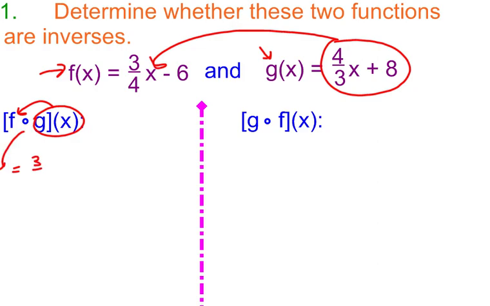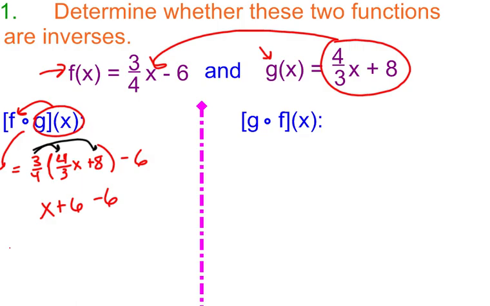I would have 3/4, and then where the x is, I would put in 4/3 x plus 8, and then minus 6. So as I reduce this and simplify, I distribute here. 3/4 times 4/3 x would just be x. 3/4 times 8 is 6.